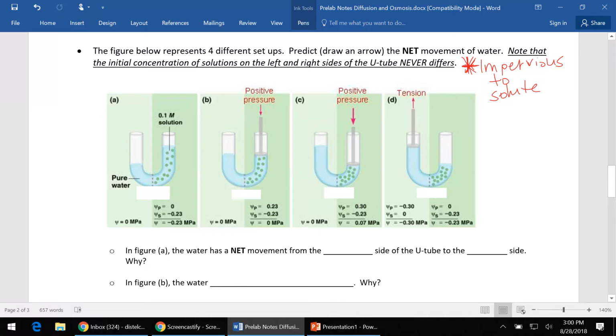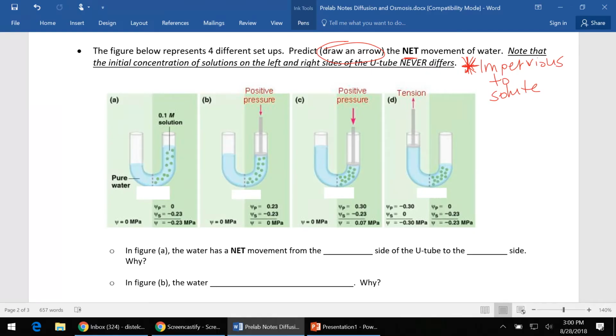All right, let's look at this scenario. It says the figure below represents 4 different setups. Predict, by drawing an arrow, the net movement of water. So water could still go in both directions, but net movement is what is the majority, which direction the majority of the water is moving.